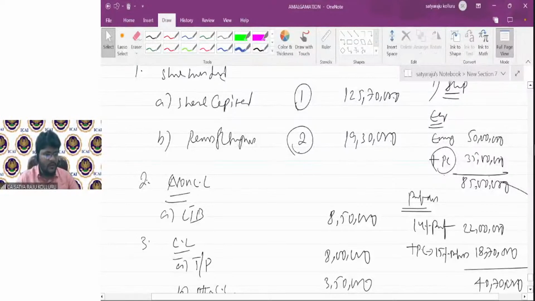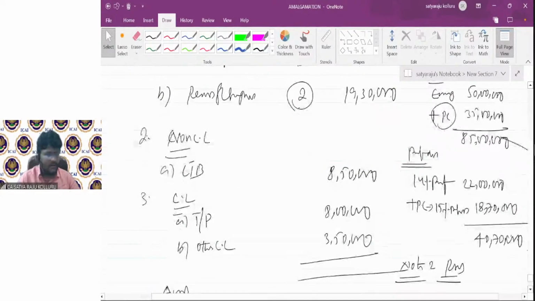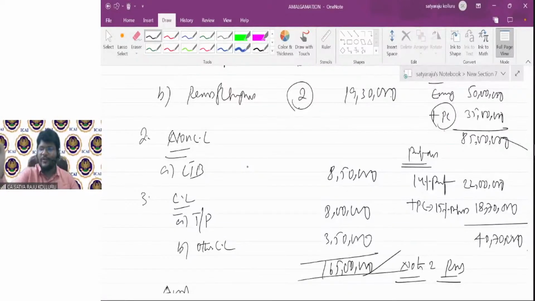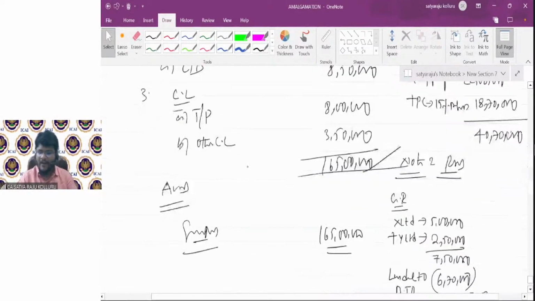125 lakh 70,000 plus 19 lakh 30,000 plus 8 lakh 50,000 plus 8 lakhs plus 3 lakh 50,000. I got 165 lakhs exactly. If you want, you can cross verify. Assets all line by line addition, na?